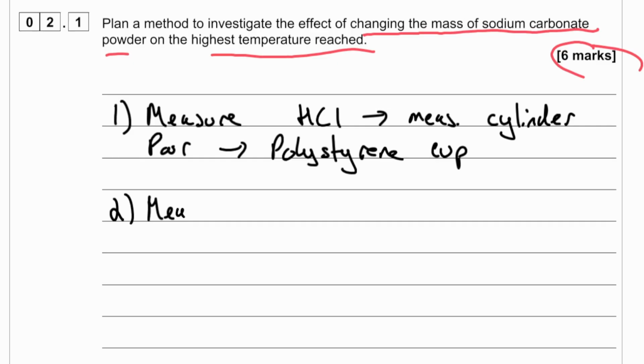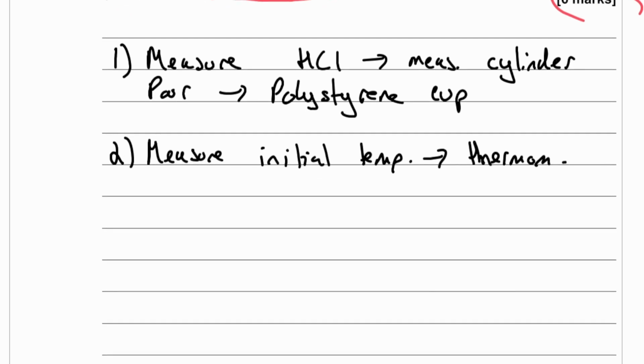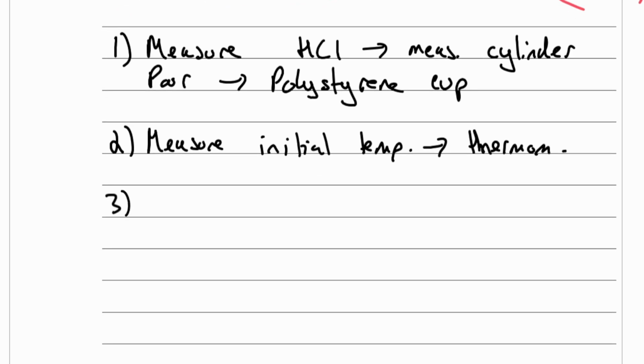Okay, and again we want to give as much detail as possible. So remember, because we are measuring temperature, we can use a thermometer to do that. So you need to give that detail. Even though it might seem obvious, you need to actually say that you're going to use a thermometer to do that. Step 3, we want to add a known mass of sodium carbonate.